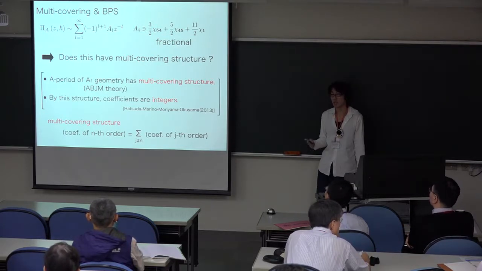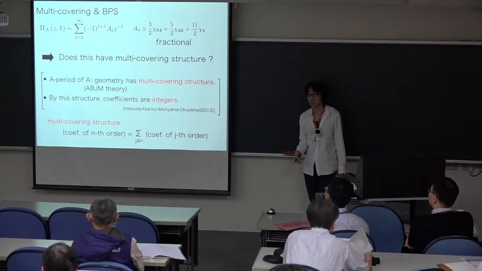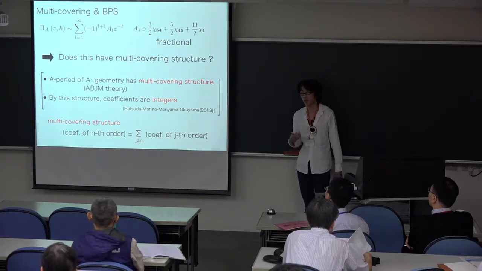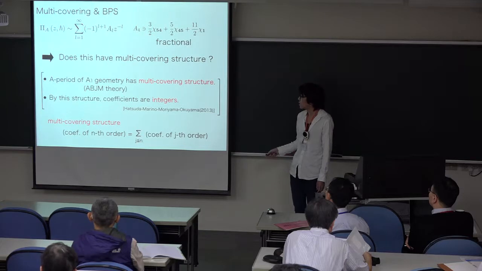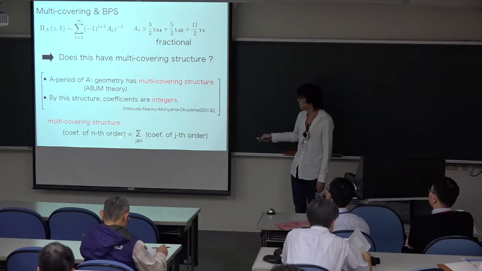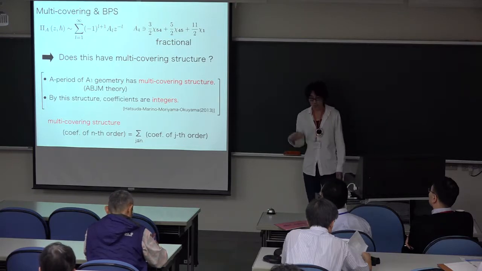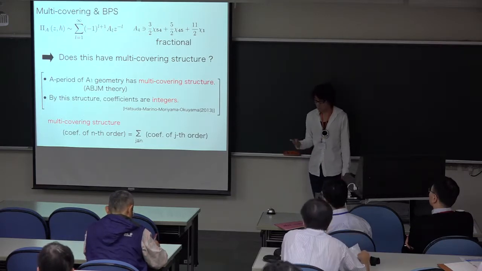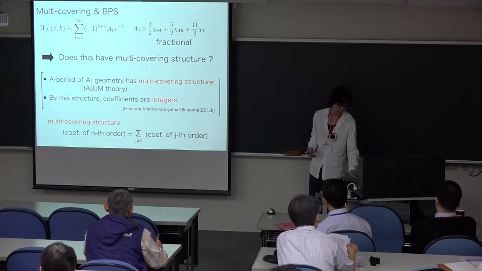On the other hand, in the case of the A1 geometry corresponding to the usual local P1 times P1 theory, the quantum mirror map has a Mobius covering structure, and by taking into account such a structure, all of the coefficients of the characters can be given by integers. Here, the covering structure is that a higher order can be decomposed into lower orders, so the higher order is given by a summation of the lower orders, with this formula. Then it's natural to ask whether the quantum mirror map in our case has a covering structure or not. The answer is of course yes. So I will explain in detail how to define the covering structure.